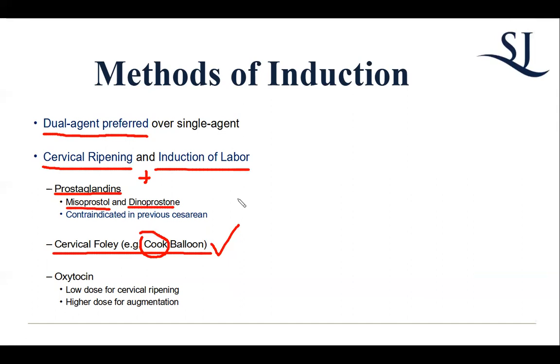Plus something else. Remember, your prostaglandins are contraindicated in previous cesarean deliveries. You cannot use them, okay? Because that increases the rate of uterine rupture. So they're contraindicated. So right off the bat, that's why your obstetric history is extremely important. You got to know if they've had a previous cesarean delivery or not.